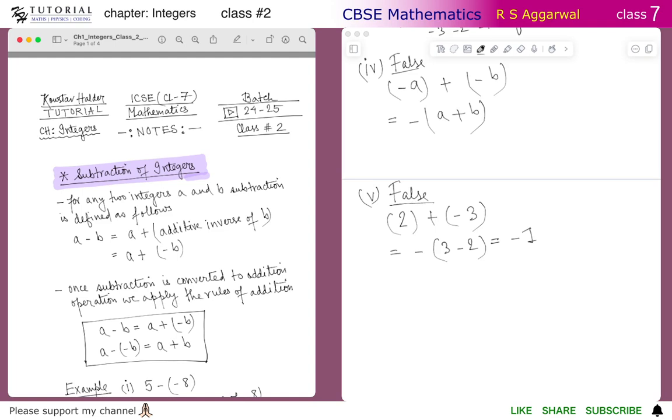So stay tuned for the next video, which will be on integers, multiplication of integers, and then I will do division of integers, and in the video on division of integers I will provide the next set of homework problems, which will cover all the topics of integers, the first chapter from the book RS Aggarwal.